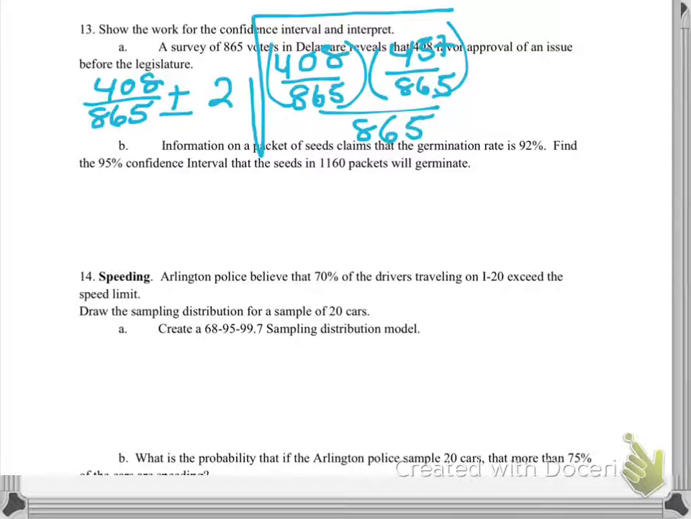So now I'm going to go to my calculator, and I'm going to put it in. So my number of hits is 408. My n is 865, and it's at a 95% confidence. So that's 0.4384 to 0.5049. Okay, so now I'm going to interpret it.